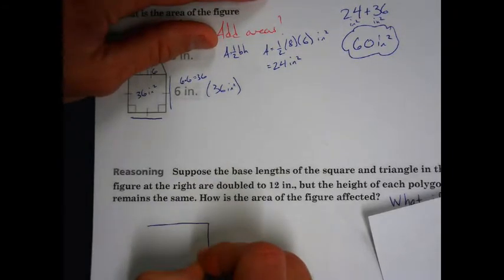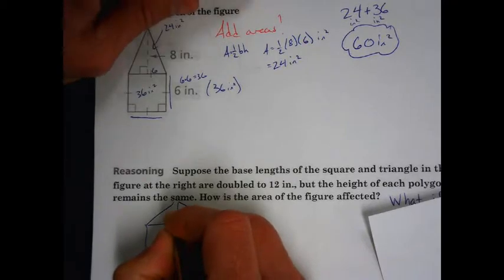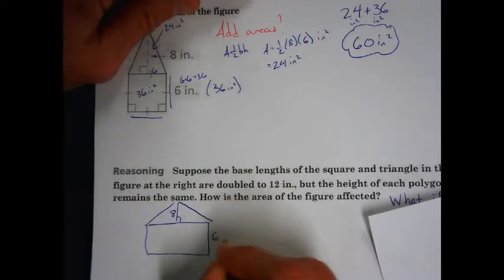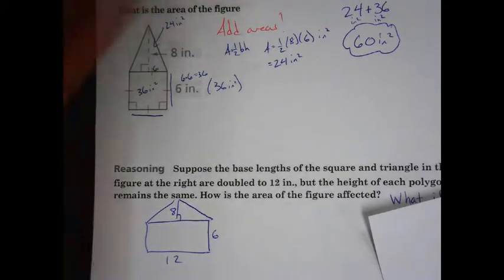So what's going to happen if we call this pretty much the same thing? The heights remain the same. So 8 inches on the triangle, 6 inches on the square, but now we've got 12-inch bases. How will the area be affected? So we can do the same thing, but I'm going to go a little bit quicker.